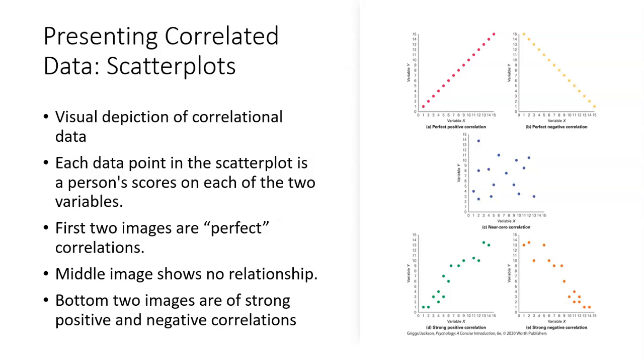The middle, the blue dots, they're randomly spread out across the graph, and that means that you can't use one variable to predict the other. The green dots represent a fairly strong positive correlation. The orange represents a fairly strong negative correlation.